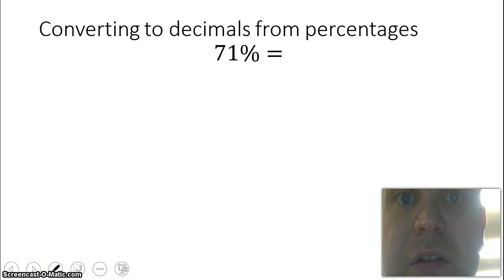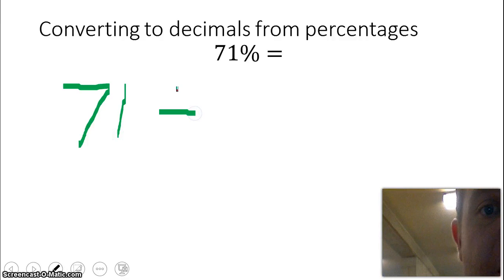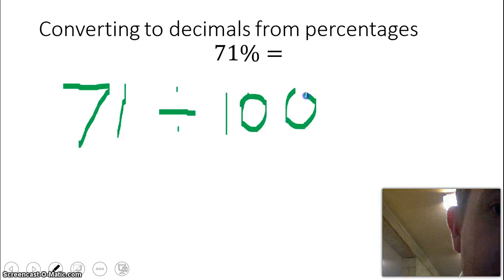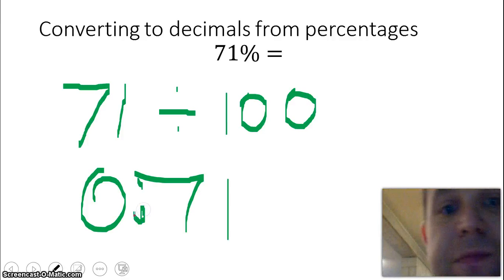We can go from decimals to percentage. We can go from percentages to decimals. So 71%. We want to go back before we multiplied. This time we're going to divide by 100. So we end up with 0.71 as our decimal.